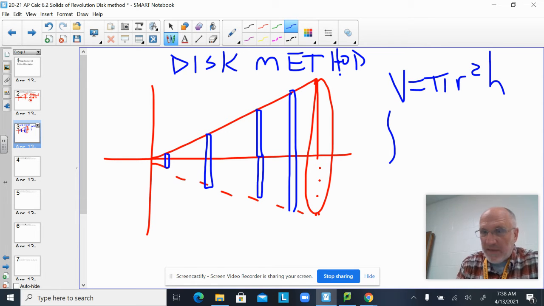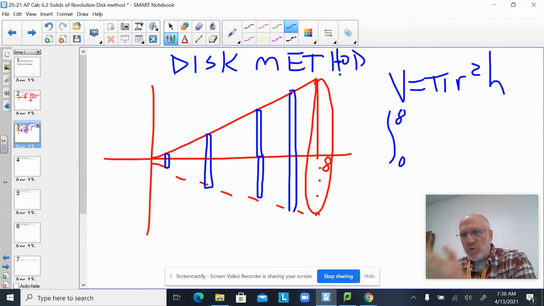Now, what are A and B in this case? Well, think of all these disks lined up. They go from x equals 0 to x equals 8, because that is the point based on the problem. That's the line x equals 8. So it's the integral from 0 to 8, and it's pi r squared h.